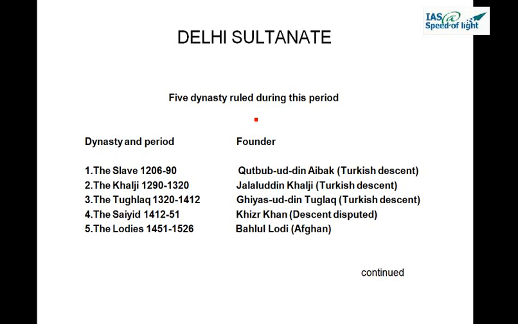Now, the rulers who ruled the substantial part of India, mostly northern India, and later we will see they also went till South India, between approximately 1206 AD to 1526 AD are termed as sultans, and the period of their rule is termed as Delhi Sultanate. Why is it known as Delhi Sultanate? It is because Delhi during that time acted as the main center of power.